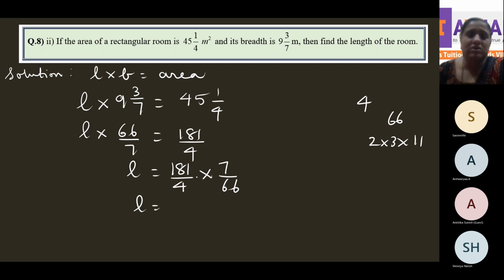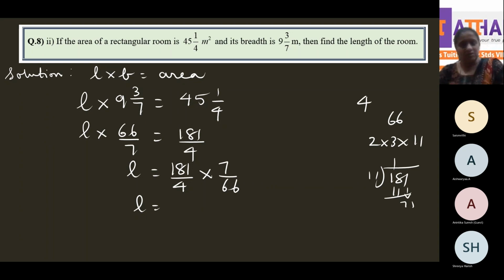Now 181: is it divisible by 2? No. Is it divisible by 3? No, because 1 plus 8 is 9, plus 1 is 10, so it's not divisible by 3. Is it divisible by 11? There is a test of divisibility for 11, or you can use this one: 11 ones are 11, 7 remains, 1 comes down, so it's not divisible. So you just have to multiply and give the answer.